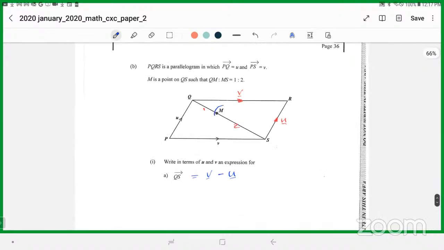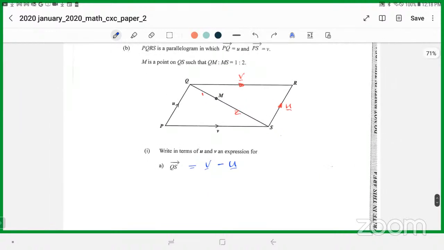How would we go from M to R? Somebody tell me. The question is almost the same as this one already. Somebody tell me how we go from M to R. Sir, I'll go M to S and then S to R. Simple as that. And what is the MS? Of QS. 2/3 of the QS. And you're done. You can do it right here, and then copy it down.